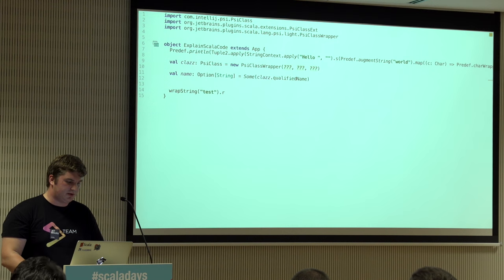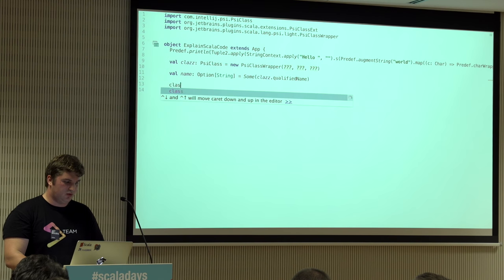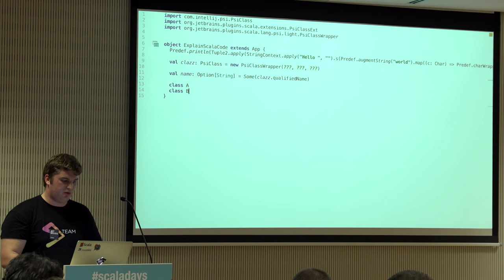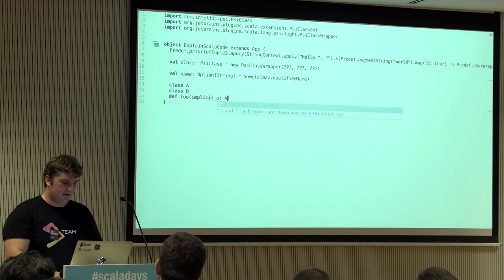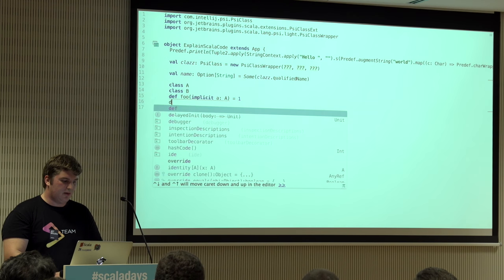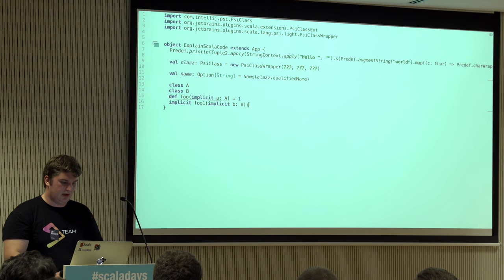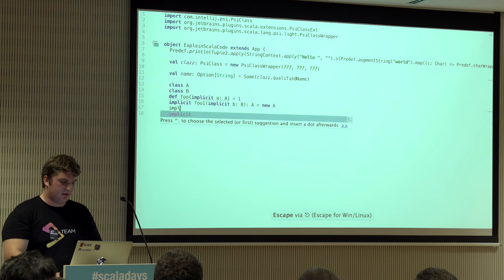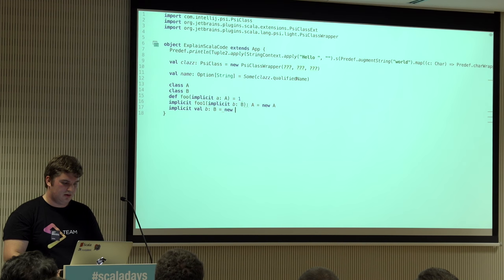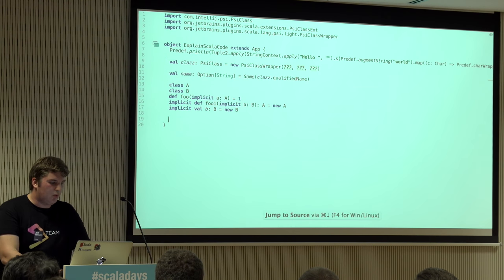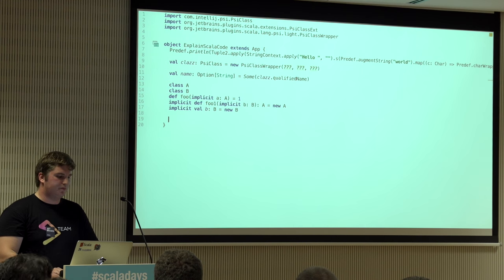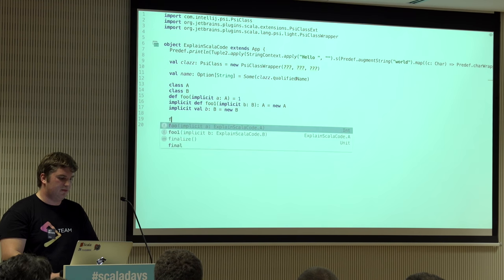And what about implicit parameters? It's a bit different feature. So let's do a bit more live coding. Let's create two classes, A and B. One function which requires A. Another implicit function which requires B and returns A. And finally, implicit value B. Okay. Now we have everything we need to invoke our new method foo.